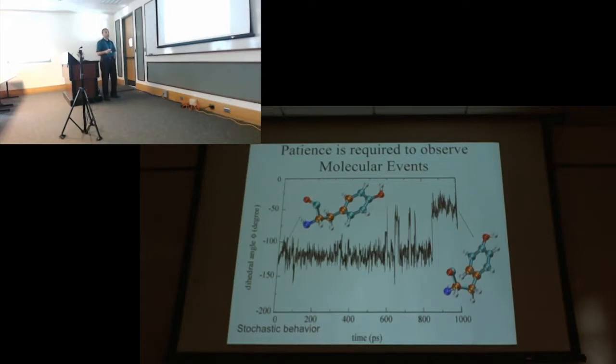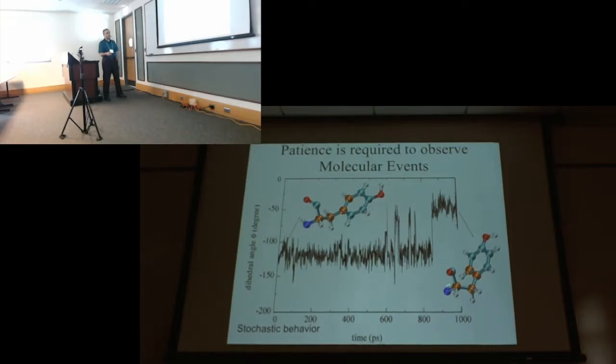As I pointed out, you have the trajectory, you can look at whatever you want. It's a very short simulation, a 1 nanosecond simulation. You look at the dihedral angle and plot that. It might look equilibrated here because the dihedral angle is not changing. But then at 850 or 900 picoseconds, suddenly it flips. You start seeing the flipping of this ring.